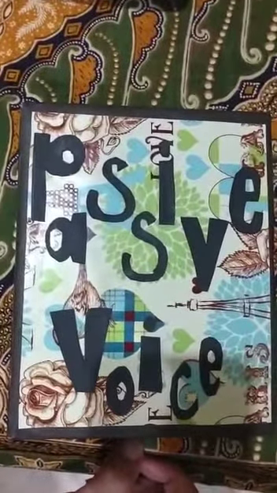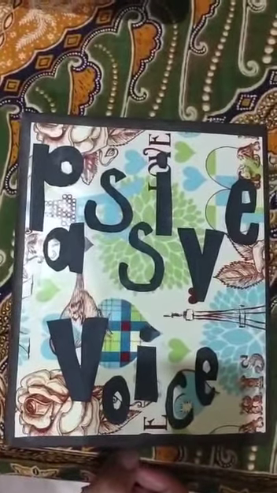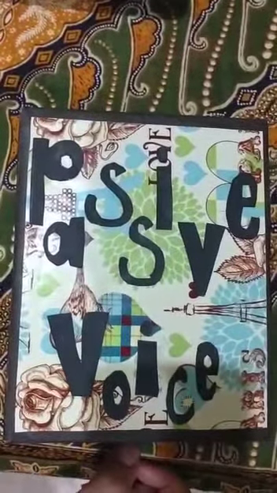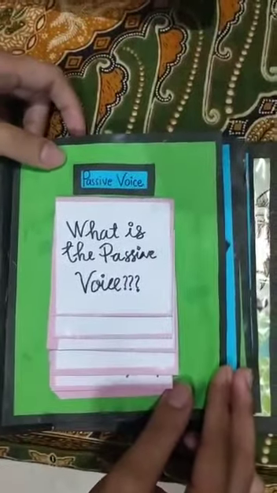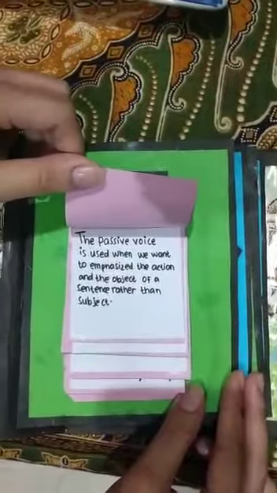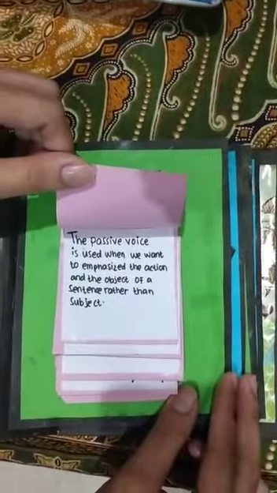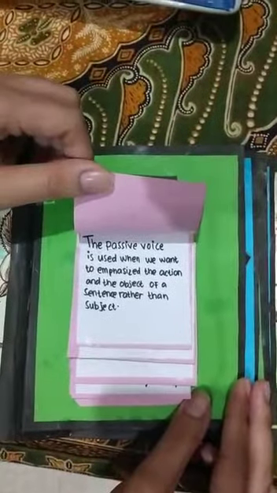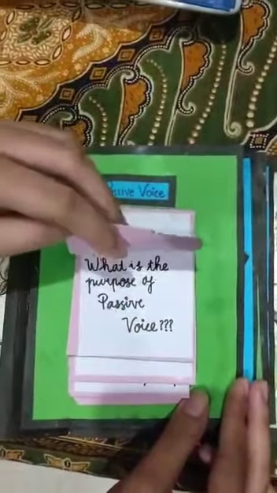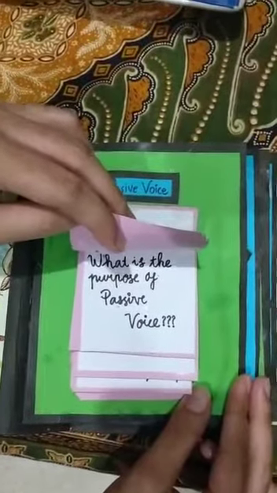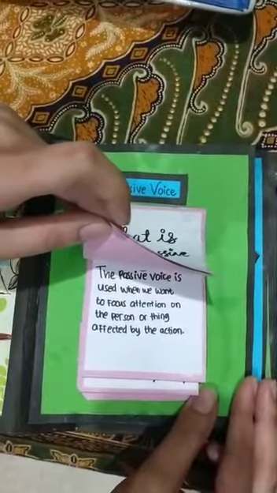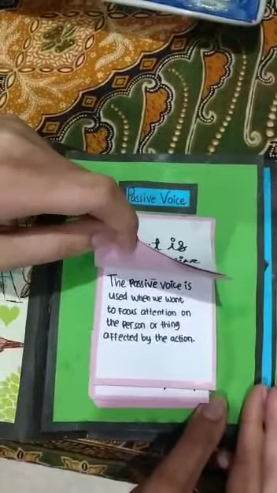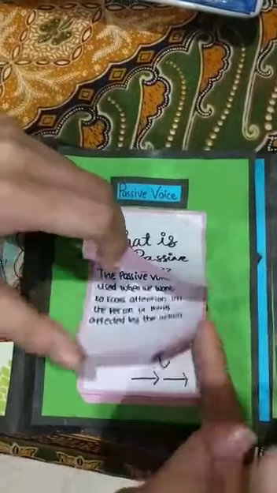Now I want to show you my scrapbook assignment, and my scrapbook discusses passive voice. Okay, first I want to ask you, what is the passive voice? Yes, you're right. The passive voice is used when we want to emphasize the action and the object of a sentence rather than the subject. And the second is, what is the purpose of passive voice? Yes, you're right. The passive voice is used when we want to focus attention on the person or thing affected by the action.